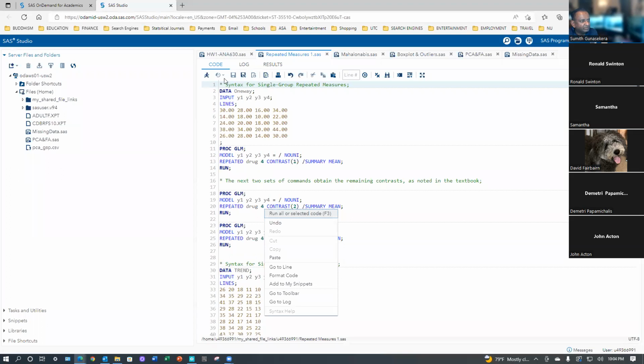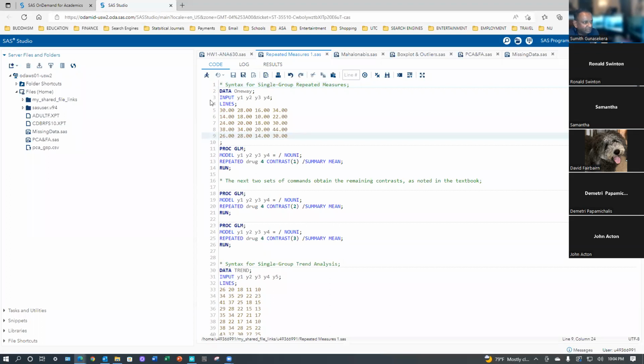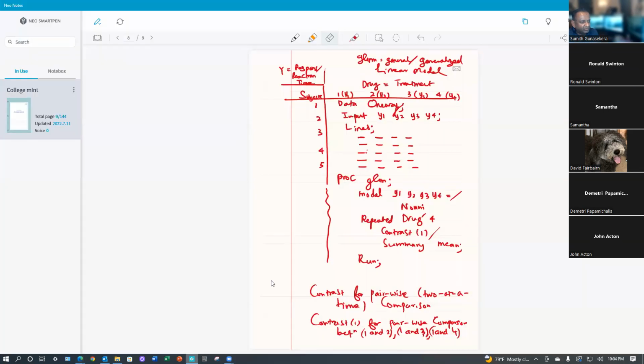So let's go to this example. This one has that data being given. See, the syntax for single group repeated mention. Why are we going to call it a single group? This is the group, this single group. Can we get it done using the one-way ANOVA? Yes, that's the discussion we build up later on. Completely randomized design means that one.